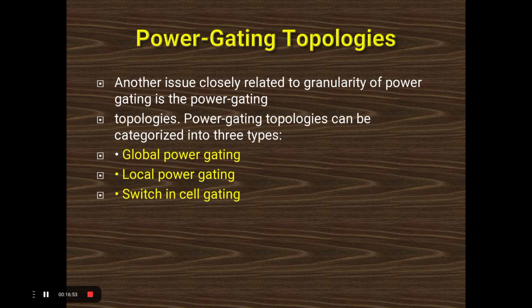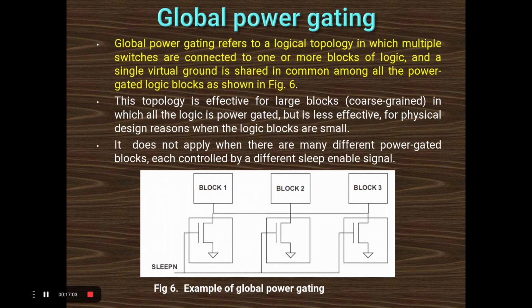Coming to the power gating topologies point of view, we have three types of topologies: global, local, and switching cell. So let us see them one by one. Global power gating, the name itself represents global clock gating. Generally you know that a global clock means a single clock that is shared by all the devices within parts of the circuit, right? So here also it is the same thing.